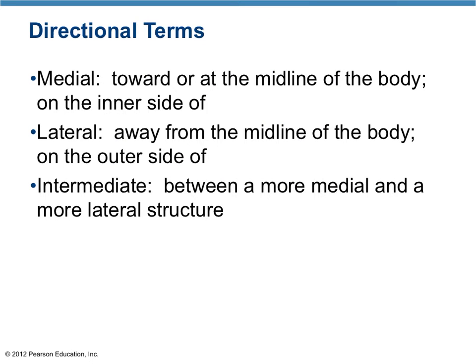We have three terms to go over on this slide: medial, lateral, and intermediate. Medial means towards or at the midline of the body. So things that are medial relative to other structures are closer to the midline or the center of the body. Lateral means away from the midline of the body. So they're going to be further to the right or further to the left than center. And the word intermediate means between a more medial and more lateral structure. So structures that are intermediate are always between two other locations on the body.